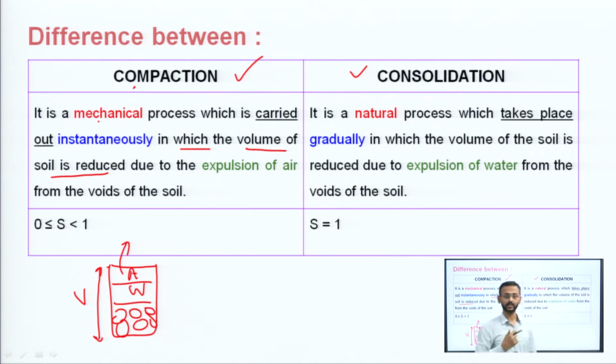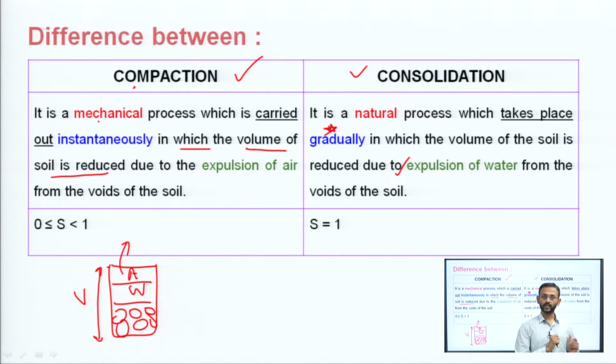Now, see the second thing here, the consolidation. It is a natural process which takes place gradually. Okay, this important thing, gradually, that we will be seeing, in which the volume of the soil is reduced due to expulsion of water from the voids of the soil. So, here the volume reduction is taking place, but what happens there? The reason is the expulsion of water.